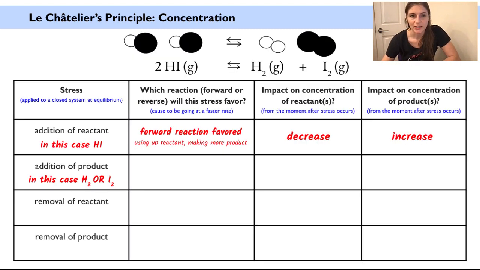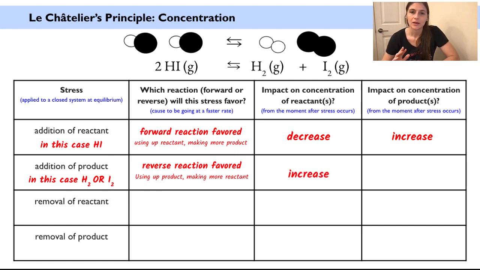Looking back at our summary table, if the reverse reaction is favored, that means that product is becoming reactant faster than reactant is becoming product. So if reactant is being made faster than product is being made, the concentration of reactant will increase as a result of this equilibrium shift, and the concentration of product will decrease. So this is a shift to the left, because the reverse reaction is being favored by this change.